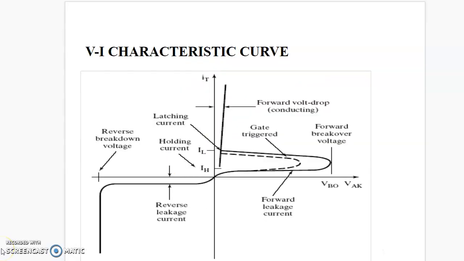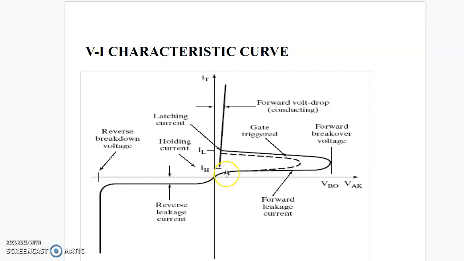So now let us understand the VI characteristic curve of the SCR, or thyristor. First, let us see the forward condition. This may look complicated, but once you understand, it will be very easy. We keep on applying the forward voltage, that is, the anode is positive and the cathode is negative. First, let us understand the forward blocking condition. In this condition, the gate is not applied.